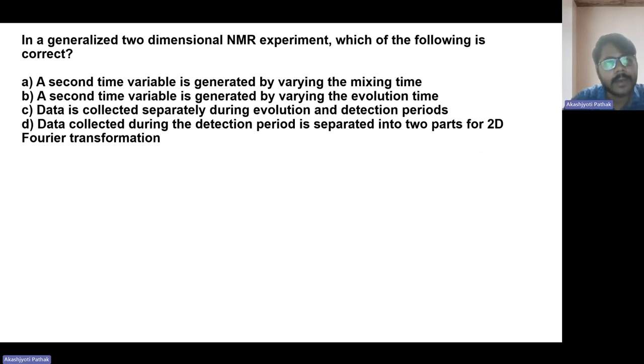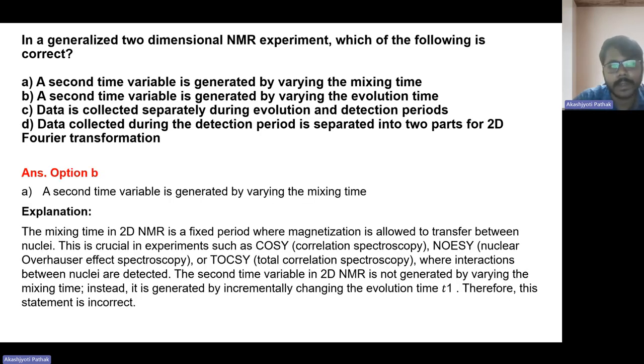Based on this concept, what is this question? In a generalized two-dimensional NMR experiment, which of the following is correct? Option A: a second time variable is generated by varying the mixing time. Option B: a second time variable is generated by varying the evolution time. Option C: data is collected separately during evolution and detection periods. Option D: data collected during the detection period is separated into two parts for 2D Fourier transformation. So the correct option is option B.